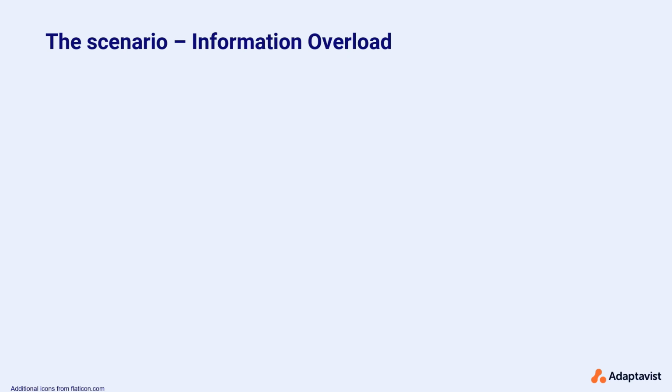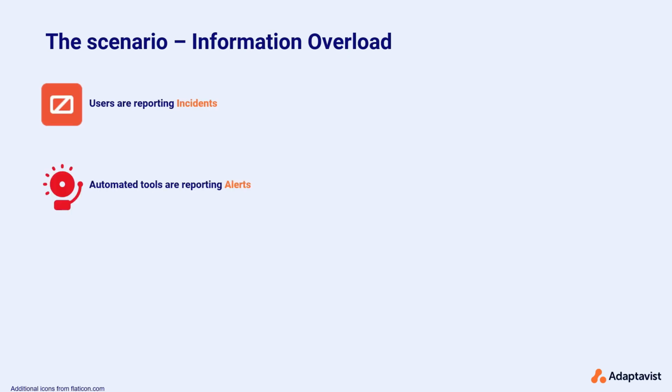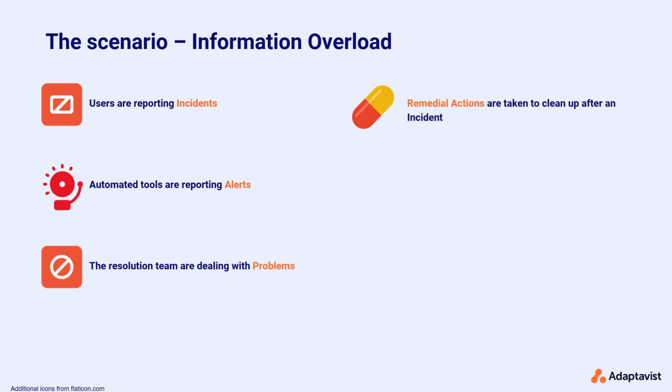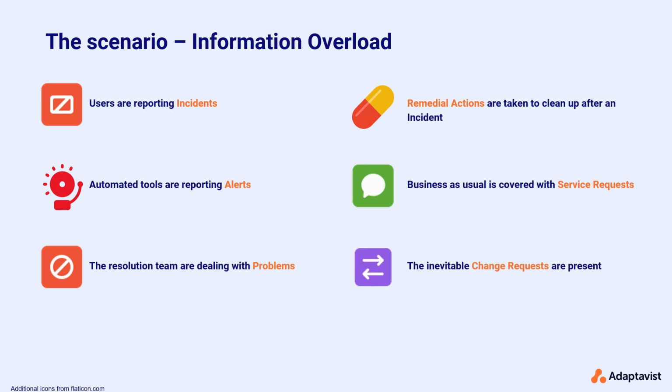Before we go too far, let us first of all familiarise ourselves with the all too familiar scenario. We've got users who are reporting new incidents, system monitoring that's kicking up alerts, a wonderful resolution team that are all busy solving the problems. But sometimes we need to do remedial actions to clean up after an incident or problem. And of course there's always the business as usual with service requests and change requests that are taking place. Today I'm going to focus on incidents, alerts, problems and the remedial actions that are taken around those.